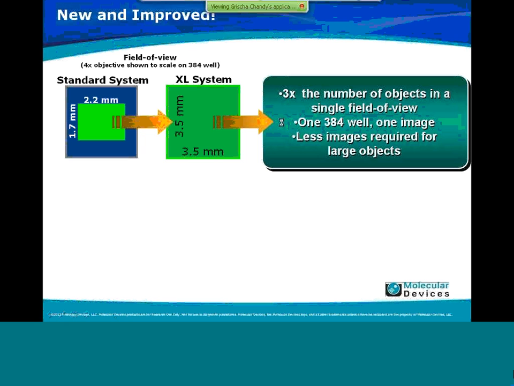I did want to mention a little bit about the XL. We have launched a newer product that increases the field of view that you can capture in one image. On the left is a standard system with the green square being the field of view within a 3D 4-well plate. On the right is what you would get with the XL system. With a 4x objective, you'd be able to capture a whole single 3D 4-well in one image. For neurite analysis, that is quite advantageous because you can reduce the number of images you collect.